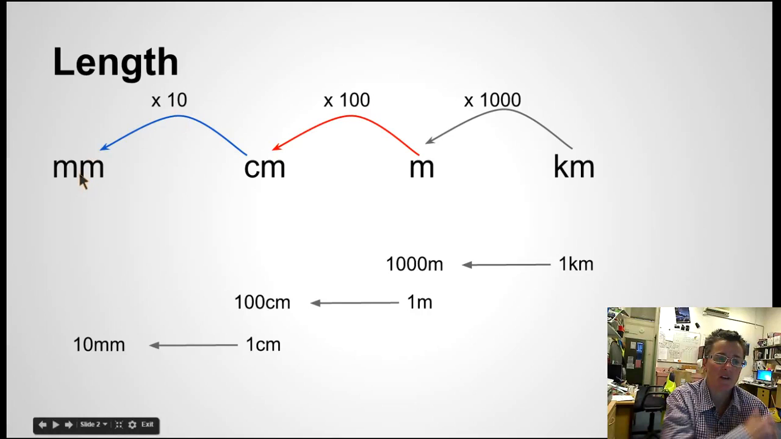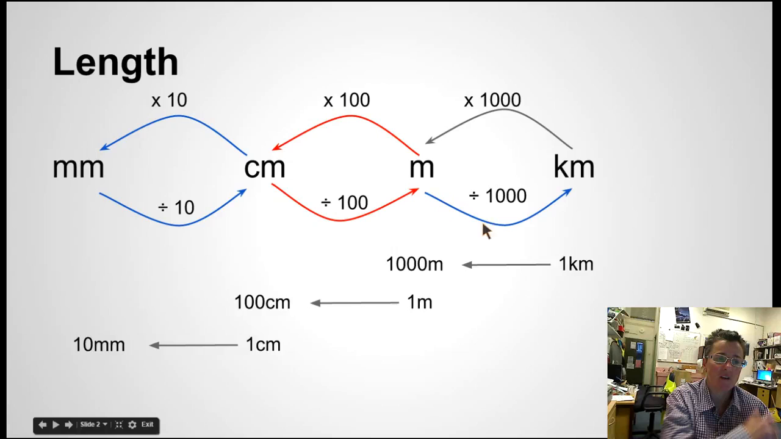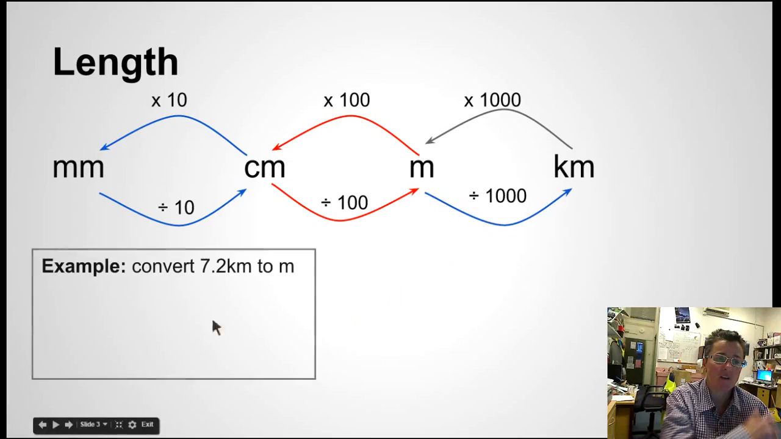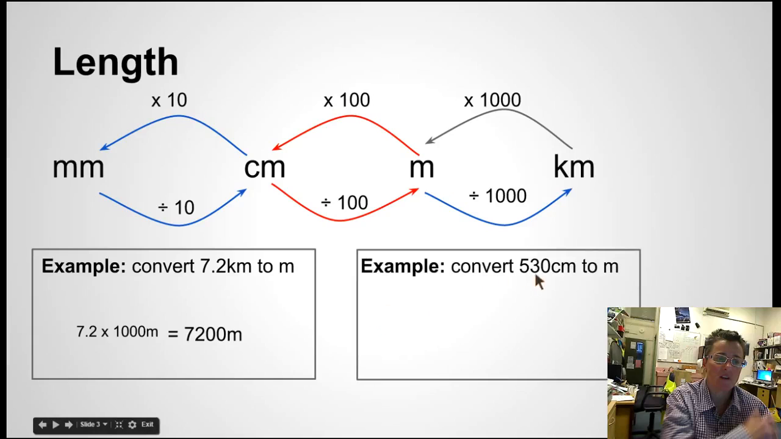To go in the reverse order, from millimeters to centimeters, we do the reverse. We divide it by 10. And from centimeters to meters, we divide by 100. And from meters to kilometers, we divide it by 1,000. So a quick example of this, to convert 7.2 kilometers to meters, we take 7.2, we multiply it by 1,000, and we get 7,200 meters. And going the other way, to convert 530 centimeters to meters, we divide by 100, so 530 centimeters divided by 100 gives us 5.3 meters.